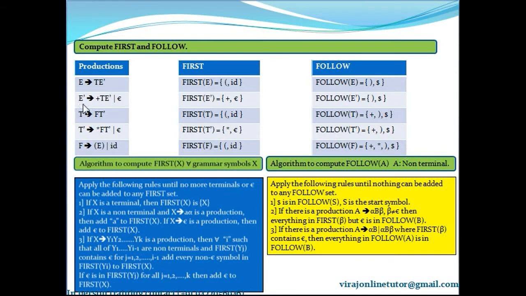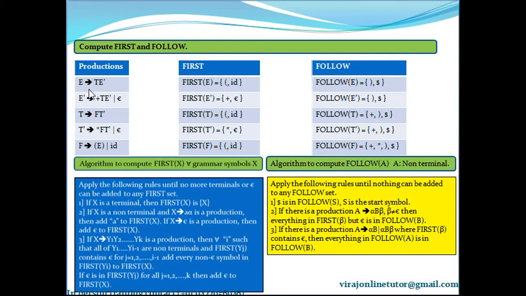Let's compute first of e dash. This is of the form y1, y2, y3. So first of plus is plus. Since first of plus does not contain epsilon in it, I stop. I don't move ahead. The next rule of e dash is e dash gives epsilon. First of epsilon is epsilon.